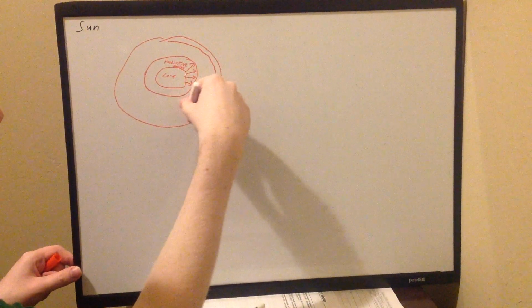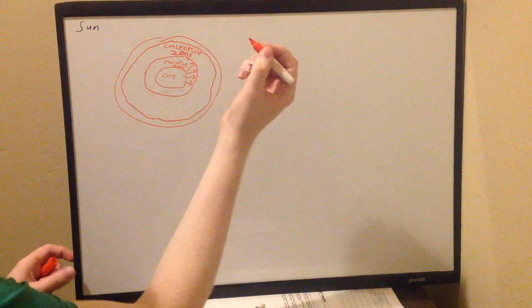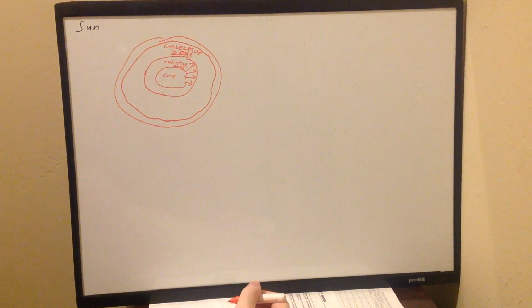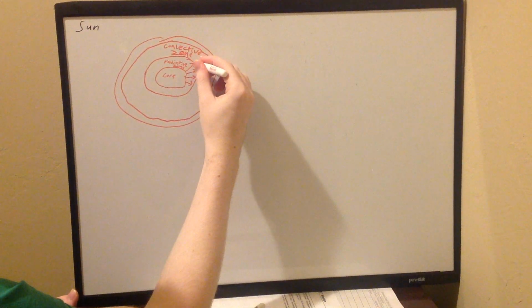Outside the radiative zone is the next layer, which is called the convective zone. Convective comes from the word convection. You may have heard of convection in the context of like a convection oven or something like that. But what is convection? What's the basic process at work here?